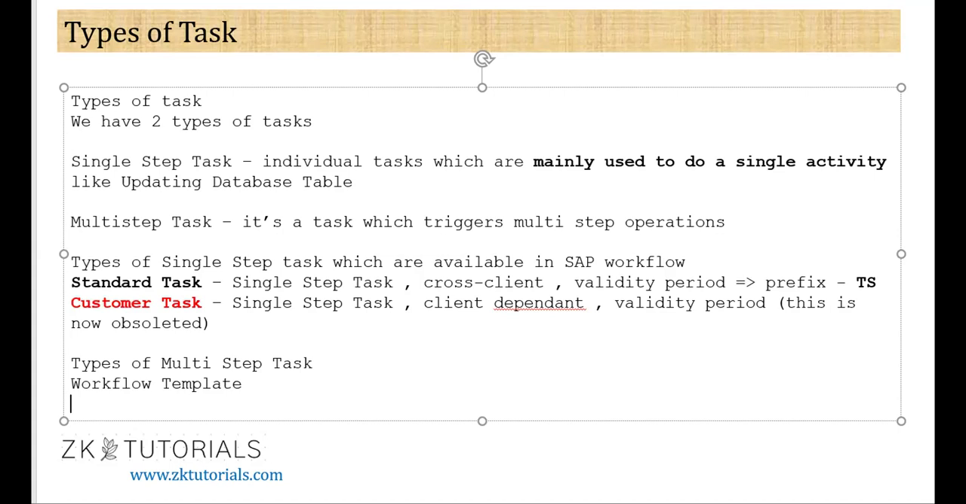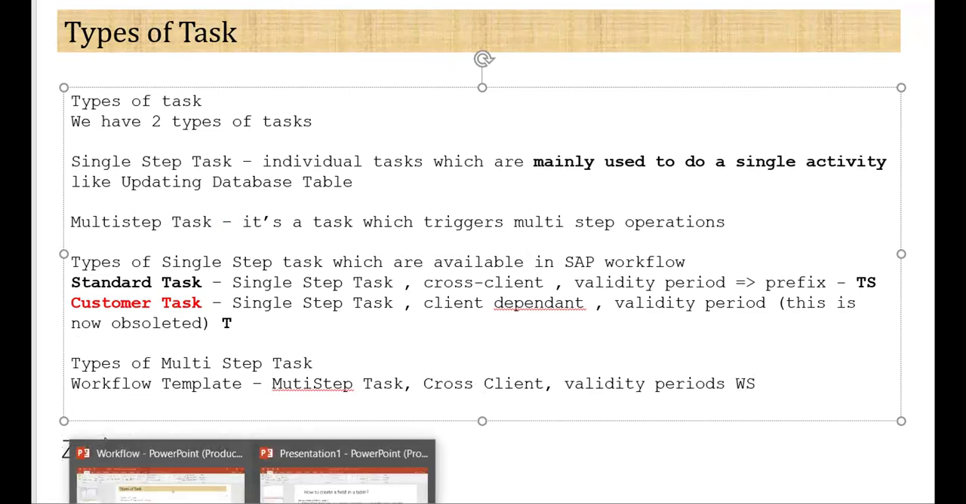So this workflow template is a multi-step task, and this is cross-client. It also has a validity period. Now, how can we identify this? Or before this, how can we identify the customer task? Using TS. And how can you identify the workflow template? You can identify it using WS.